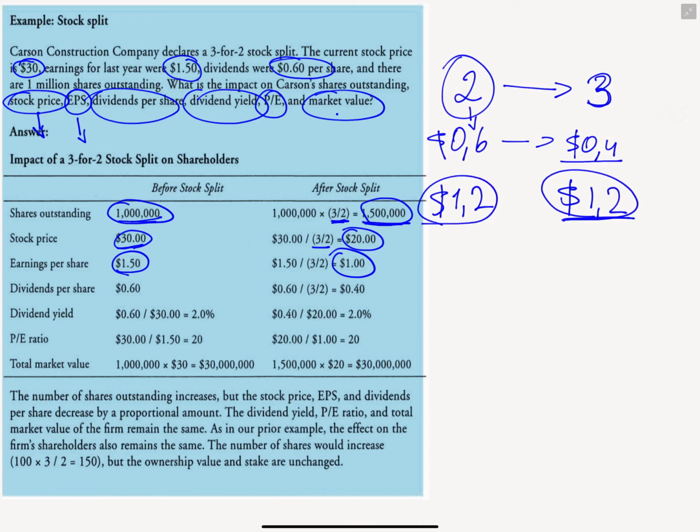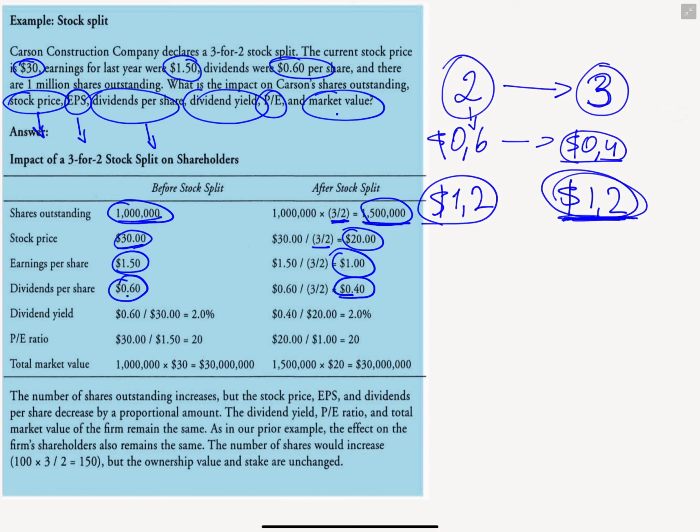Dividend per share will fall because your total dividend stays the same. Share repurchases, stock dividends and stock splits don't have an effect on dividend payment. They don't increase your dividend payment. They just increase the number of shares, but every share should earn less dividend to maintain the overall dividend. So dividend per share will fall. Before it was 0.6 and it will fall to 0.4.